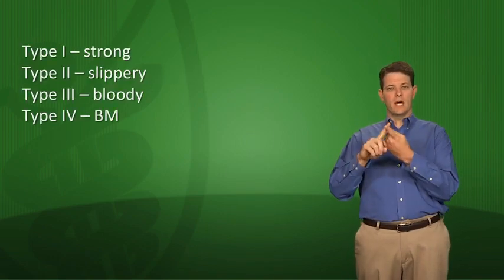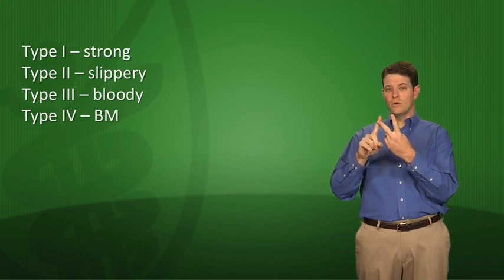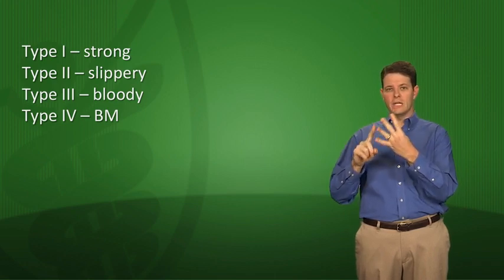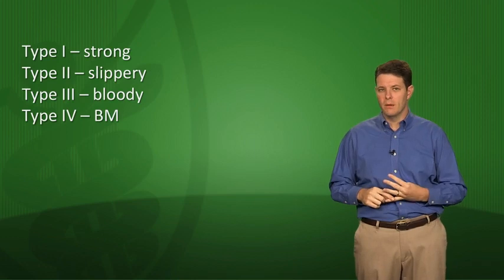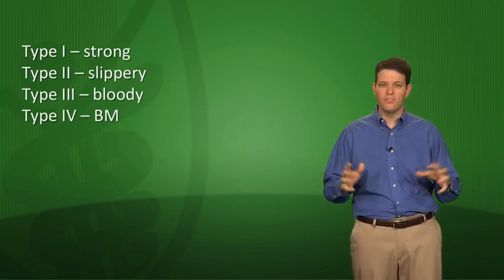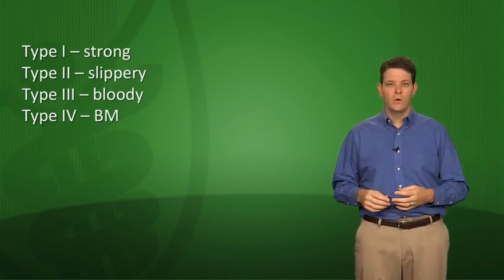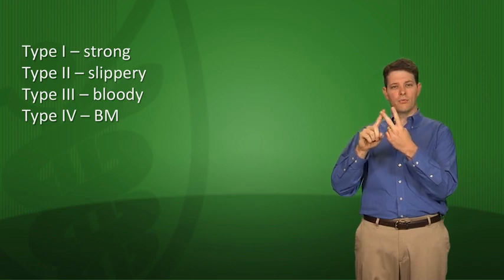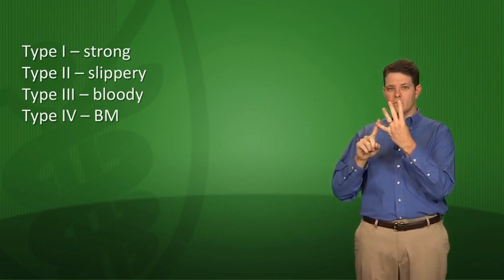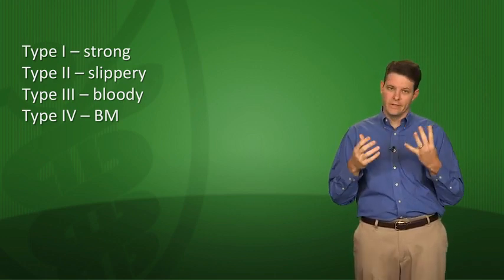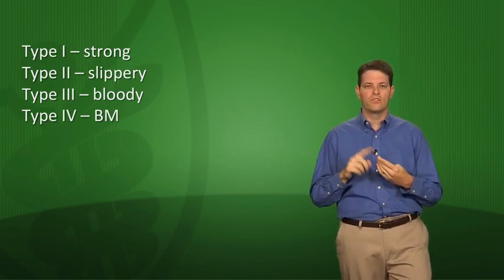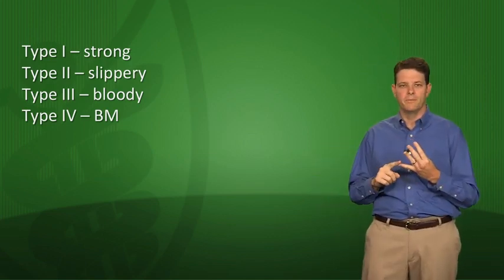So again, type 1 is strong, type 2 is slippery, type 3 is bloody, and type 4 is the basement membrane. So there's a really awful, disgusting mnemonic for this, which is to think about a strong, slippery, bloody BM. You know, BM for bowel movement, but here BM stands for basement membrane. So a strong, slippery, bloody BM.